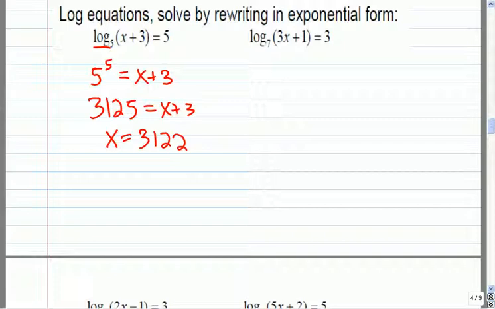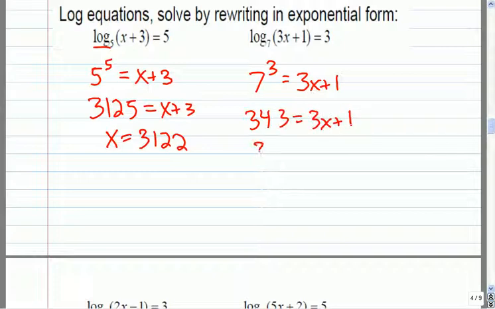Okay, what's the next value for x? Okay, so if you rewrite this, you've got 7 cubed is 3x plus 1. 343 is 3x plus 1. So 342 is 3x. X is, oops, technical difficulties. There we go. X equals 114.